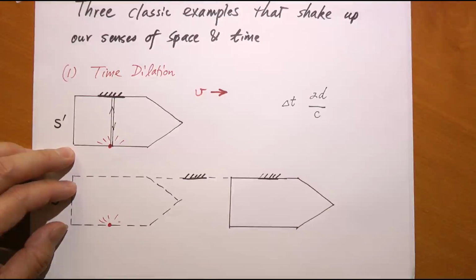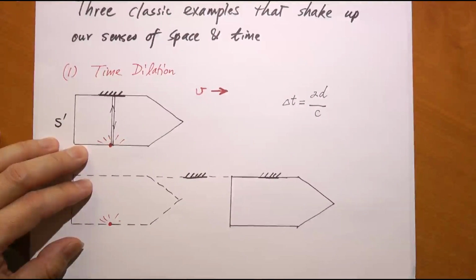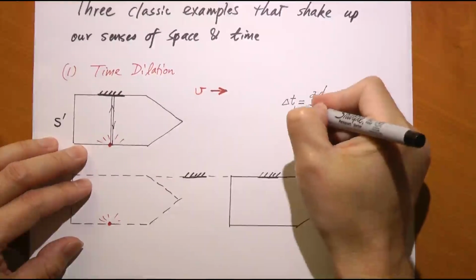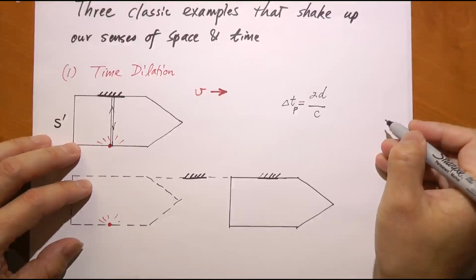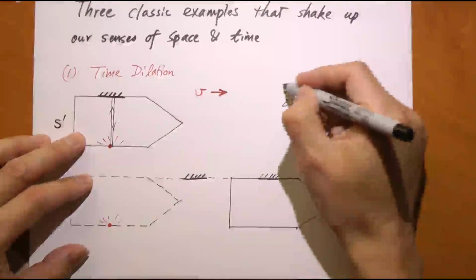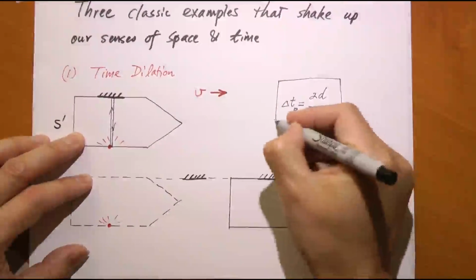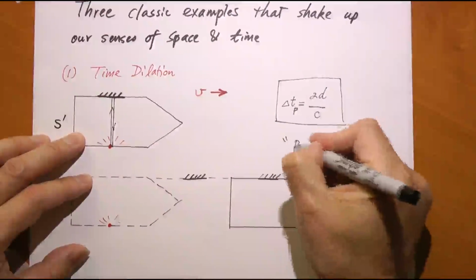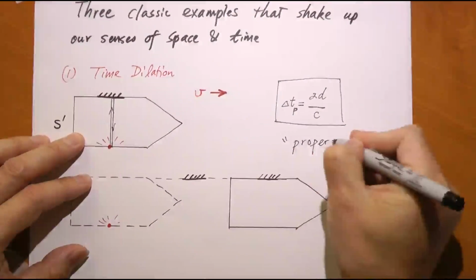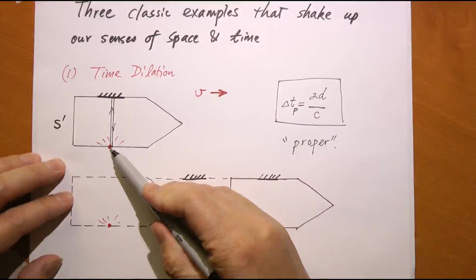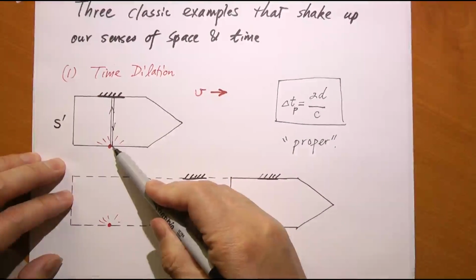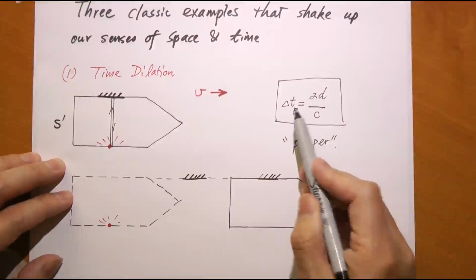As a matter of fact, we're going to add a little subscript p here for this particular time interval. P, what does p mean? P stands for proper. This is a time interval between two events. One is the emission of this beam, and secondly is the reception of this beam, right? The time interval is delta t.